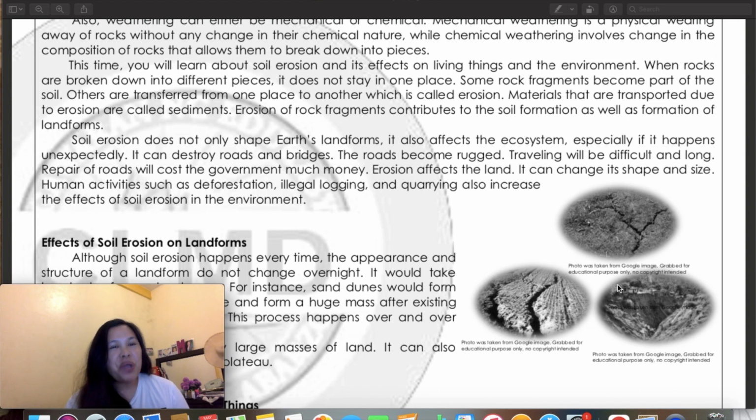So, yun po. Then, back to our topic about soil erosion. These are really the causes. The biggest impact is really human activities. Our deforestation is expanding, and our illegal logging, like what is happening in Cagayan, and the severe flooding there. Yun na po. So, proceed.